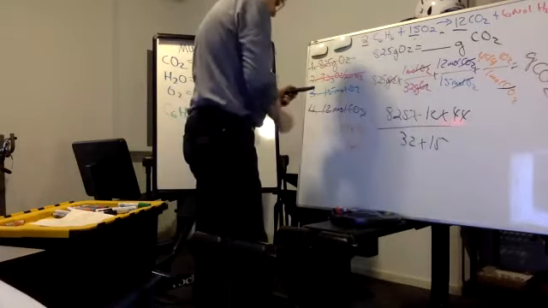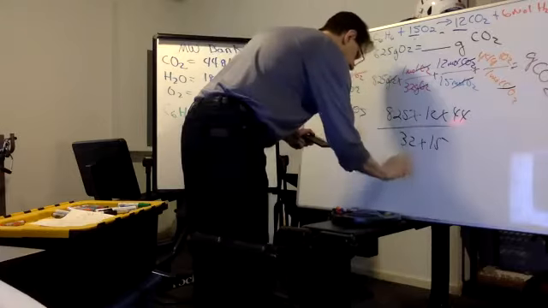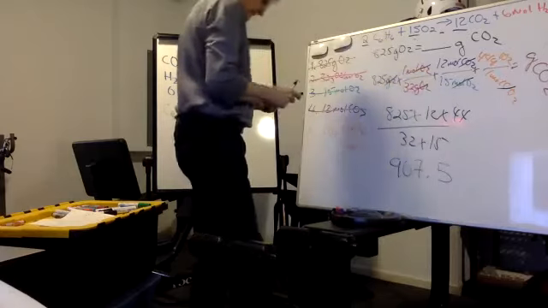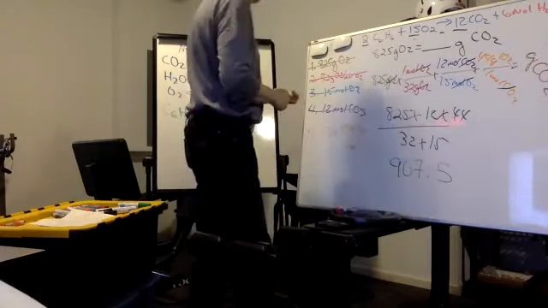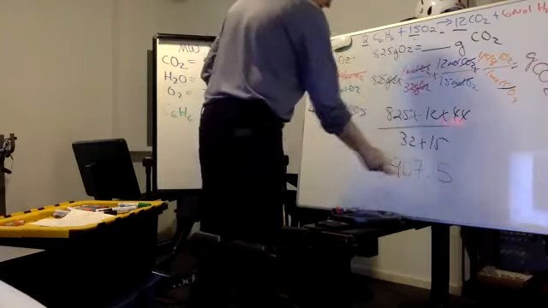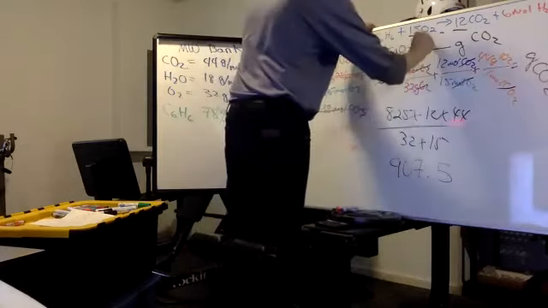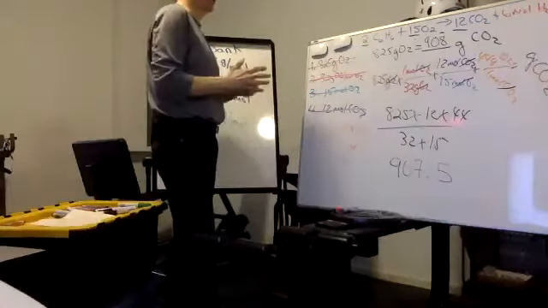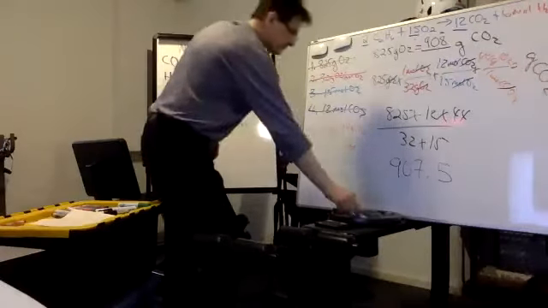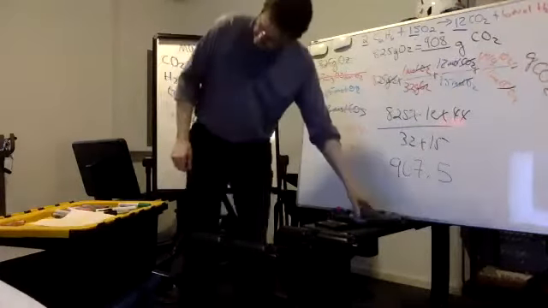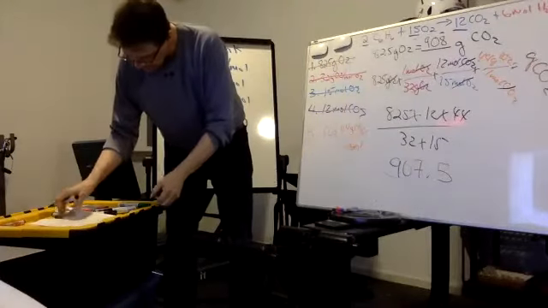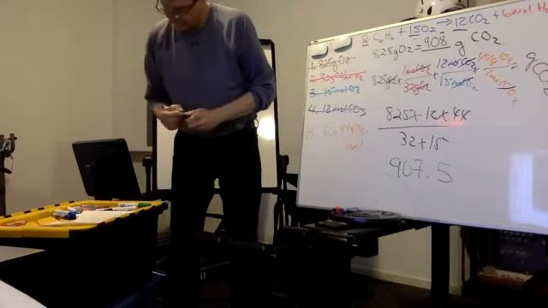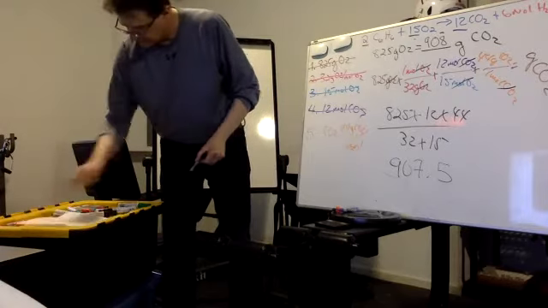Gonna come out with 907.5. Check the sig figs. I've got 3. I'm gonna go ahead and round that up to 908, and that gives me 3 sig figs. That's the last problem on set 2.